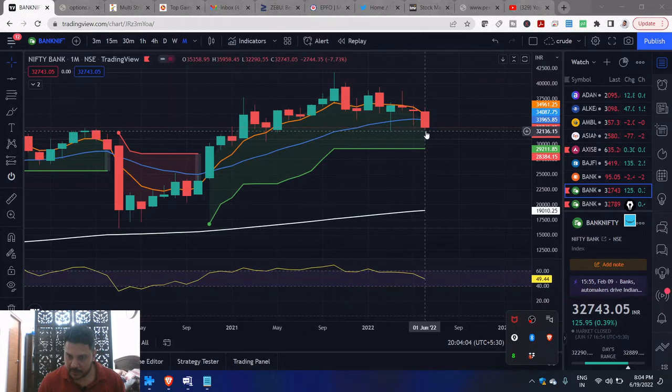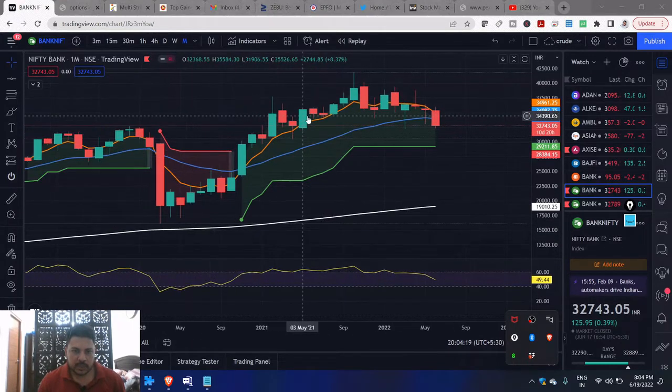If a lot of buying comes in the second half of this month, this candle can close positive. If that happens, then yes, there is a high chance of reversal. So let's watch out for that. And RSI is still at 48, it's not gone below 40.